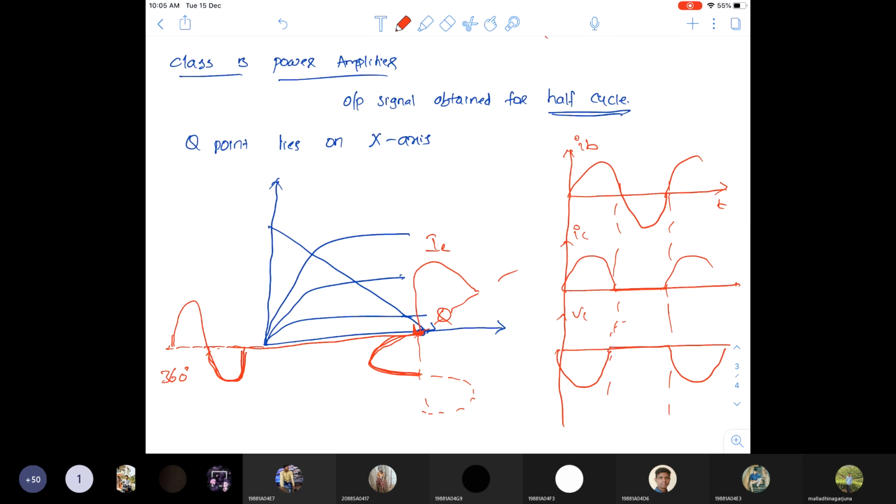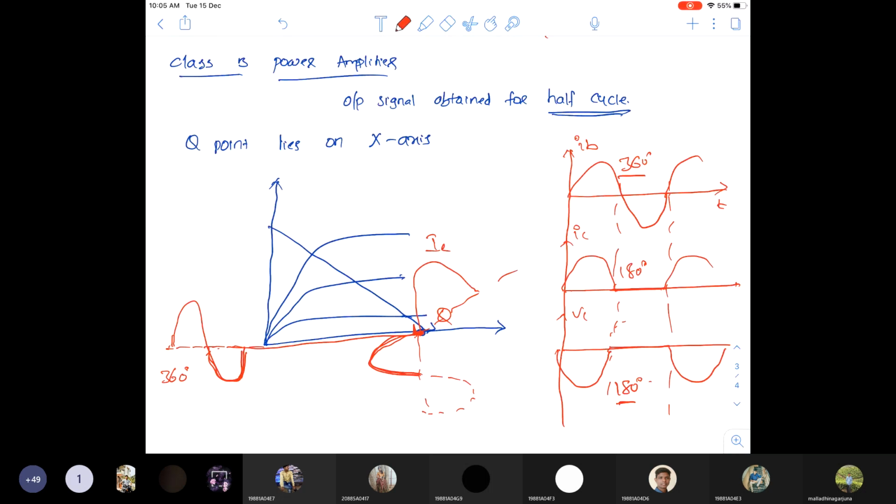So what is the conduction angle here? 180 degrees only. And for the input, what is the conduction angle? 360 degrees. I'm giving a 360 degrees conduction angle as input, but I'm getting only a 180 degrees conduction angle because the Q point lies on the x-axis.